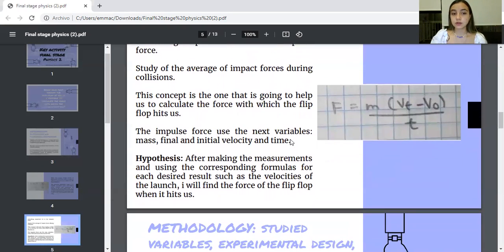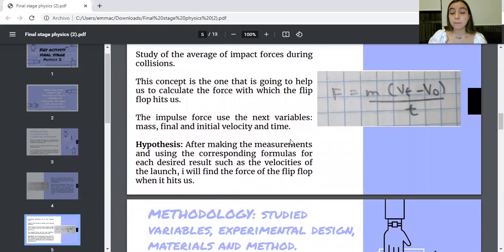So now I'm going to talk about the hypothesis. My hypothesis is, after making the measurements and using the corresponding formulas for each desired result, such as the velocity of the launch, I will find the force of the flip-flop when it hits us.